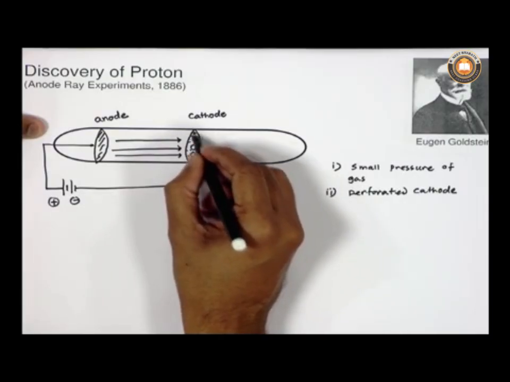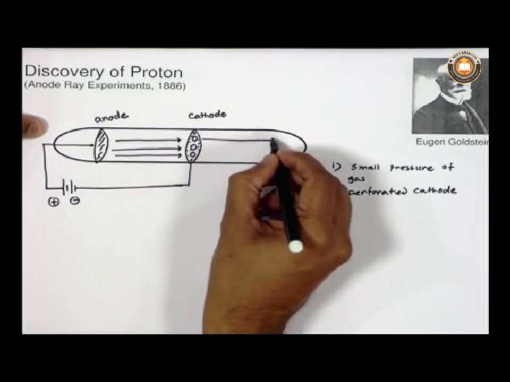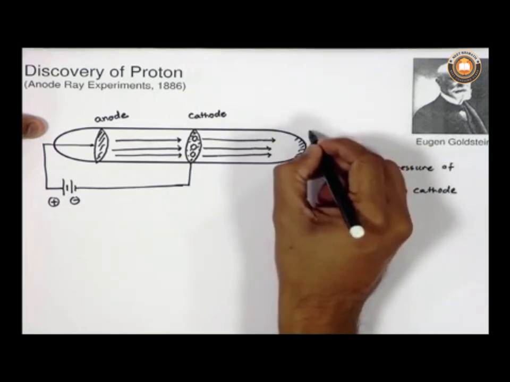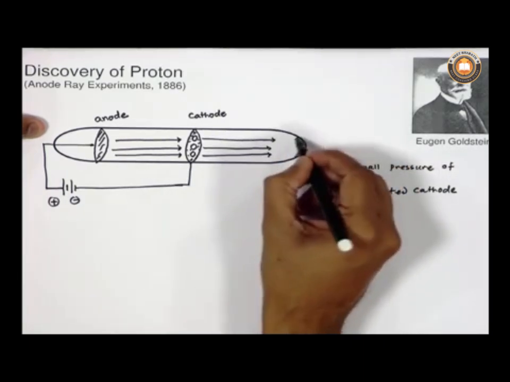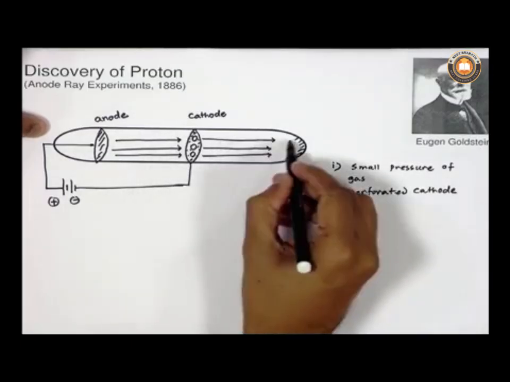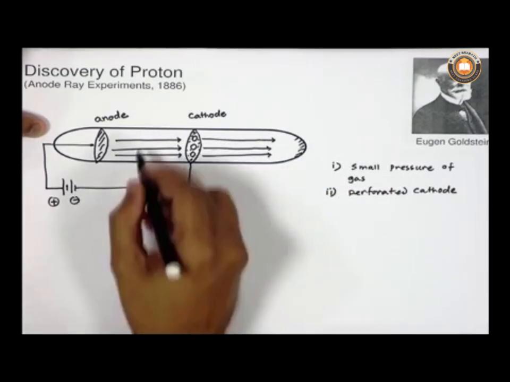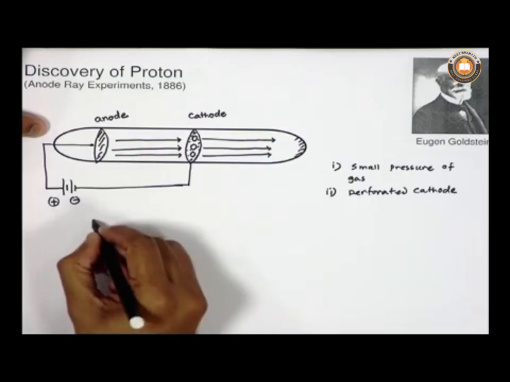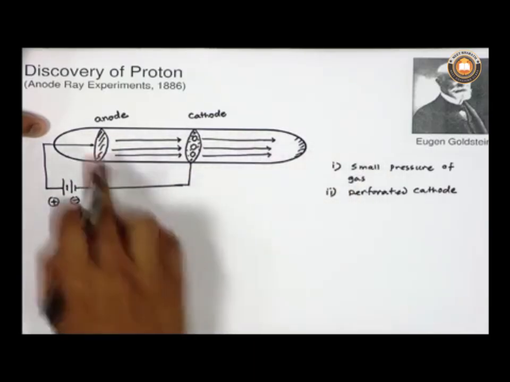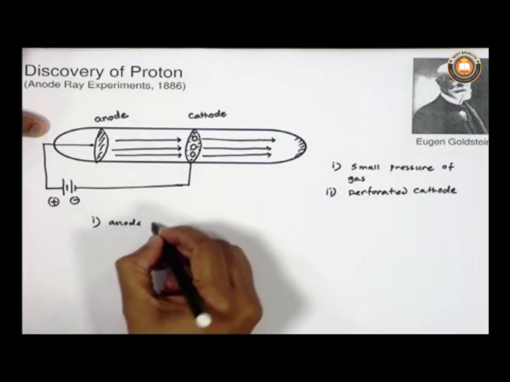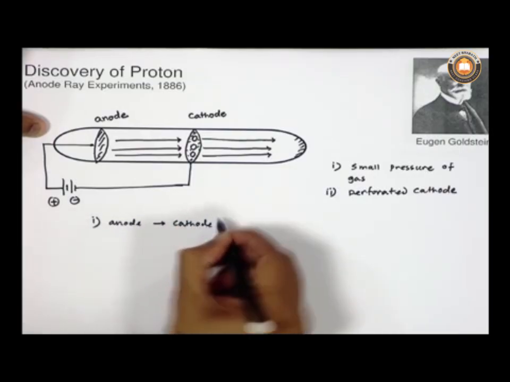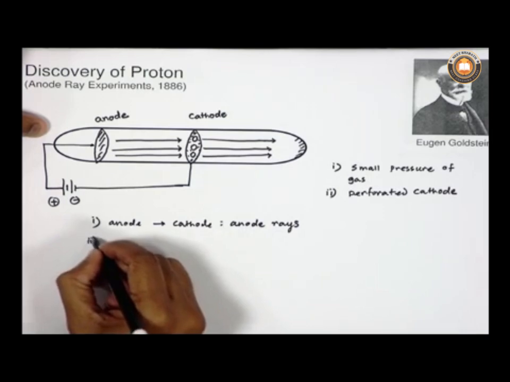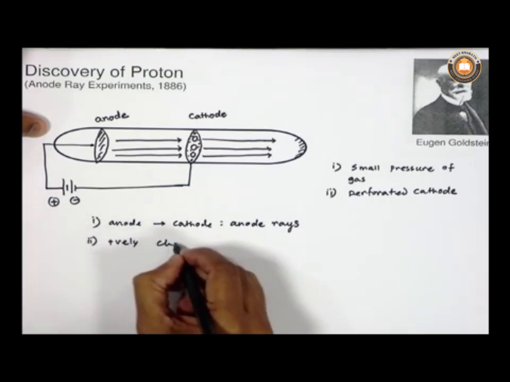Since we have a perforated cathode plate, these rays pass through the cathode and can again hit the screen. We can have the zinc sulphide coating here, so that we can see the bright light when the rays hit the screen. Now, again you can redo the experiment that was done by J.J. Thomson to show that these rays travel in a straight line from anode to cathode. We therefore call them anode rays, and you can show that they are positively charged.